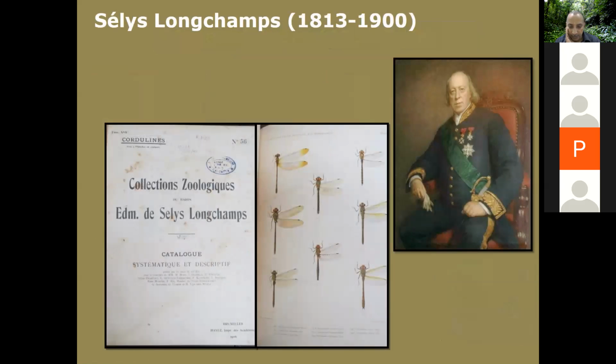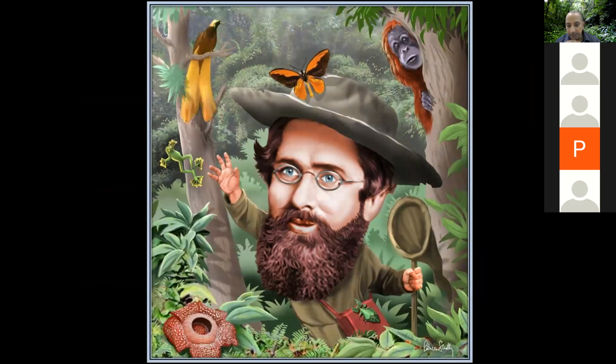Then come people outside India, like Selys Longchamps, who described several species of dragonflies from India. Then it is not only that the study of insects has brought out knowledge about diversity, it has also brought out major, important insights on the evolution of life itself.